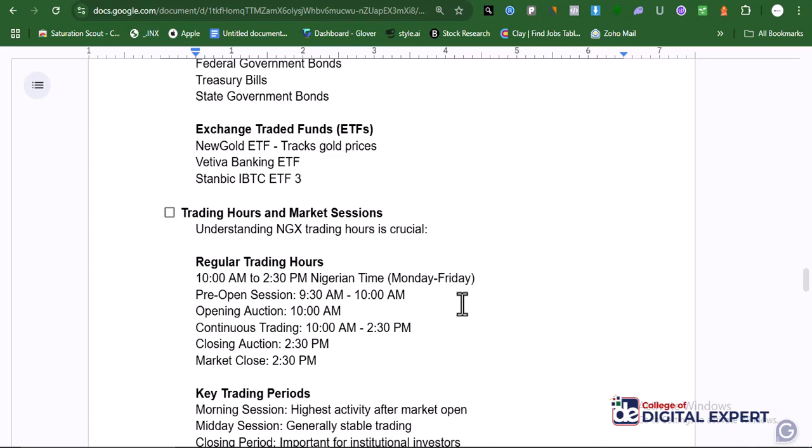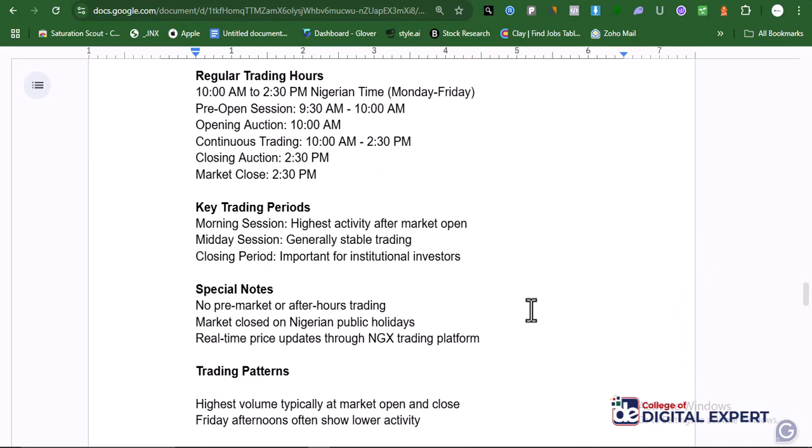We have the continuous trading, which runs from 10 a.m. to 2:30 p.m. We have the closing auction at 2:30, and the market closes also by 2:30. Also, we have key trading periods. We have the morning session. In the morning session, the market is at its highest activity because everybody is trying to buy and sell early in the morning.